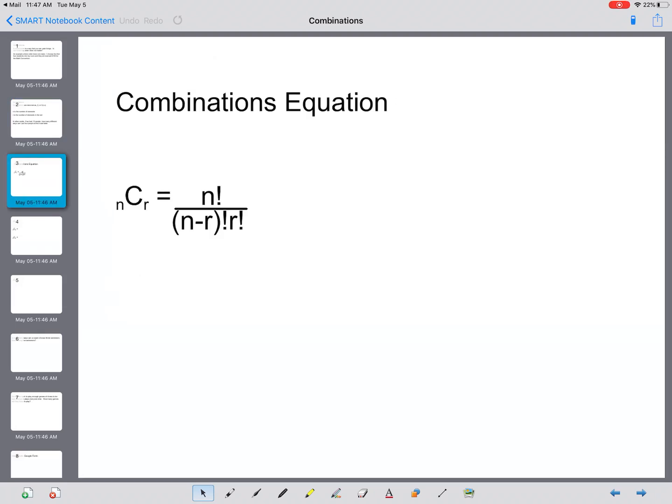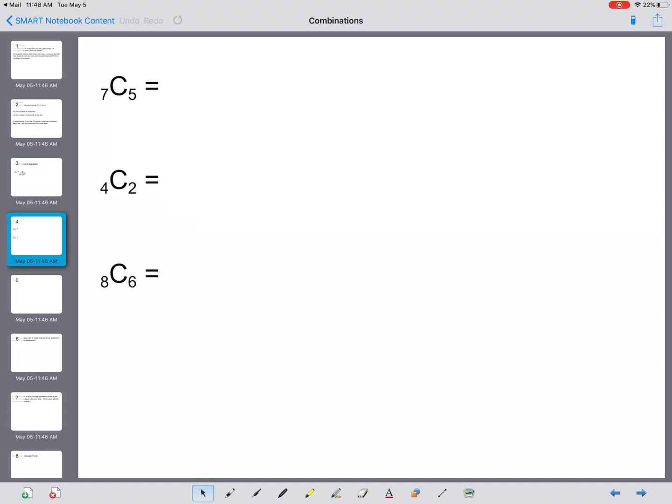Now, the combination equation. This changes just slightly. The combination equation is simply nCr equals n factorial divided by n minus r factorial times r factorial. Like I said, this changes just slightly. So we have 7 combination 5: 7 factorial over 7 minus 5 factorial times 5 factorial.